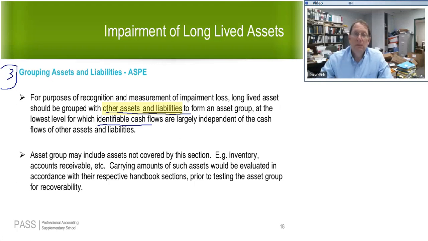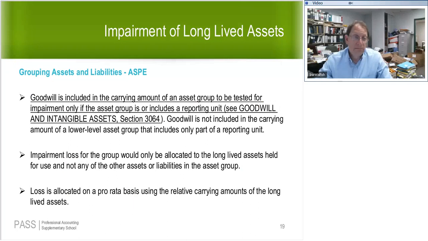How are you going to know if accounts receivable plus inventory plus capital assets make up one group? I don't know. They're going to have to tell you how the cash flows come from those assets. And ASPE includes liabilities. Now, here's the weird thing. Check out the group. The group includes assets not covered by the section. Really? Yeah. Inventory, accounts receivable. They're included in the group. Okay. Goodwill. That's included in the group.